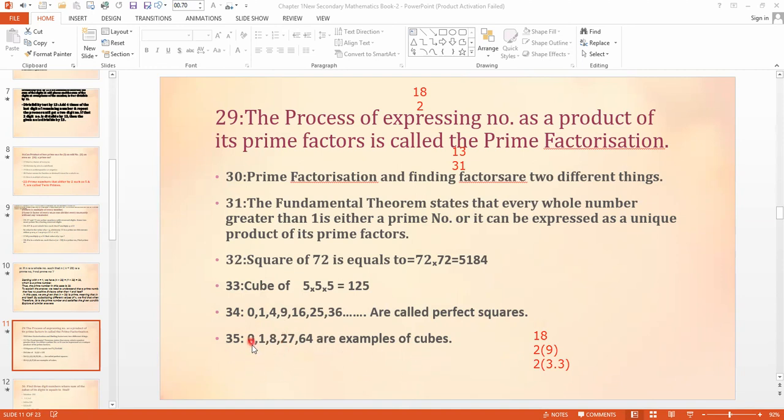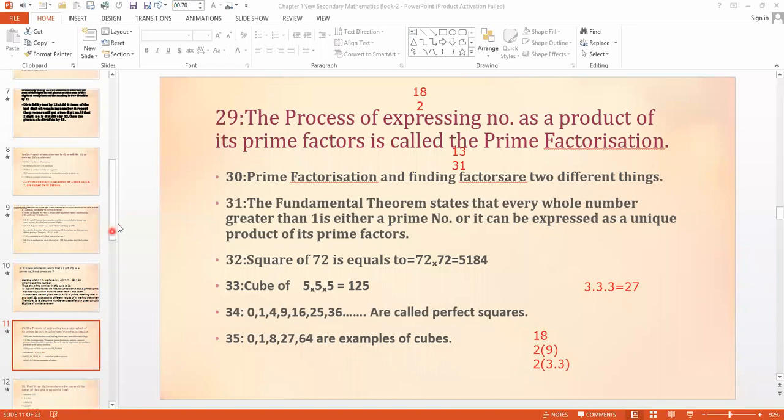Why? Because when we multiply a number 3 times, look here, I will do it for you so it becomes easier. Suppose I write 3 into 3 into 3. Now please tell me the answer. 3 3s are 9, 9 3s are 27. So this 27 is the cube of the number 3. Clear? And all these numbers 0, 1, 8, 27, 64 are examples of cubes. Clear?